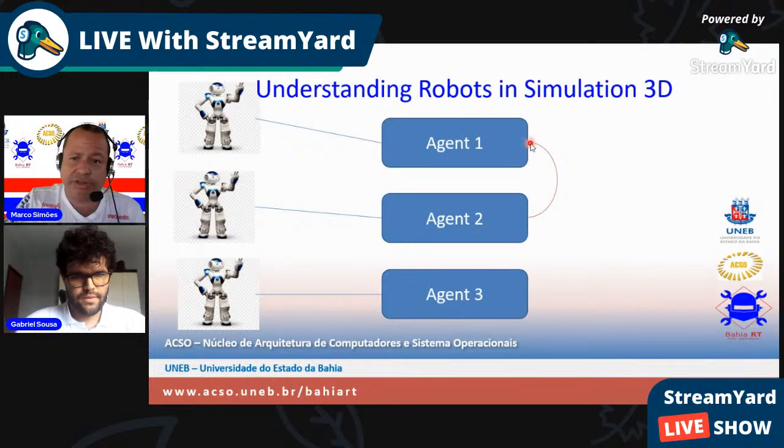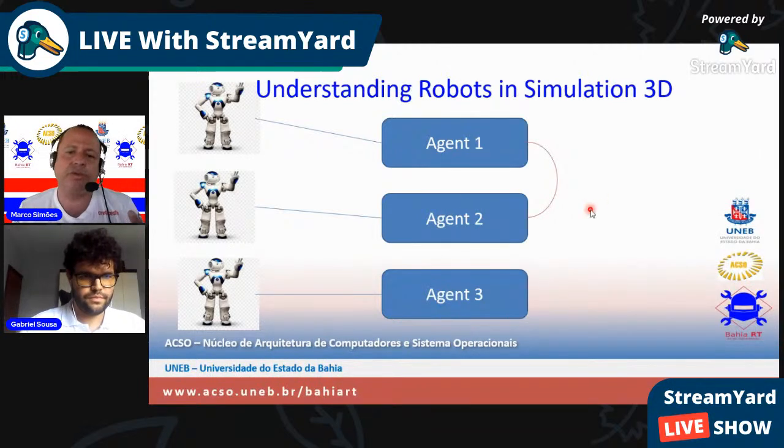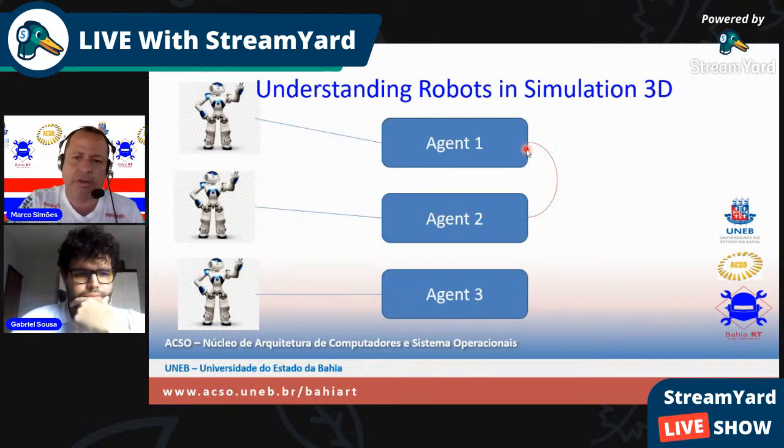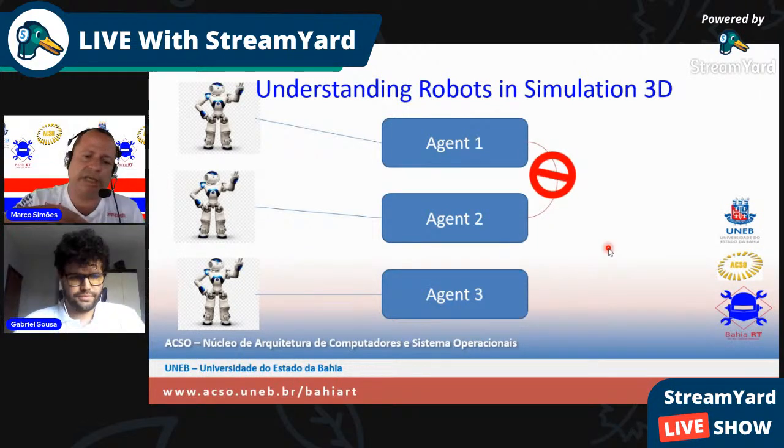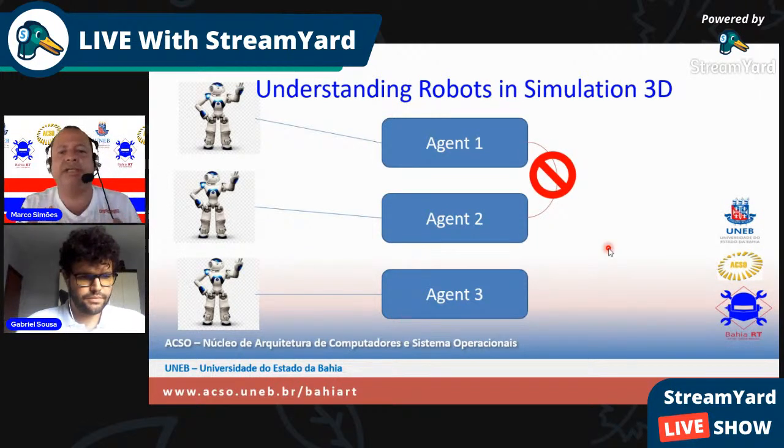Agents cannot communicate with each other. Each agent represents a robot and cannot communicate with the others, so we cannot exchange information between agents. We really have the strict concept of multi-agent systems where each agent is independent of the others. So we cannot exchange the knowledge that each agent has acquired during its life.